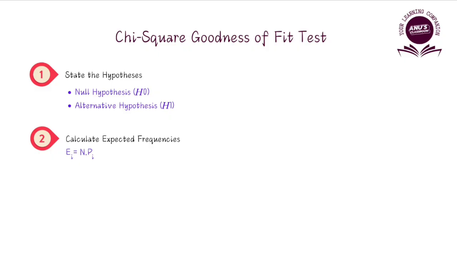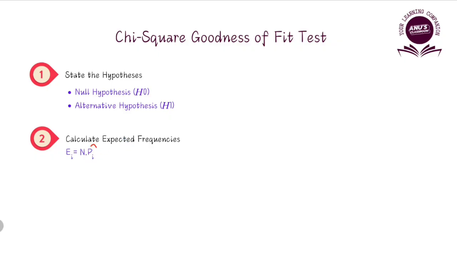The formula for calculating this expected frequency is Ei = N × Pi, where Ei is the expected frequency for the particular category i, N is the total number of observations, and Pi is the probability of category i under a particular theoretical distribution. So how to calculate this Pi?